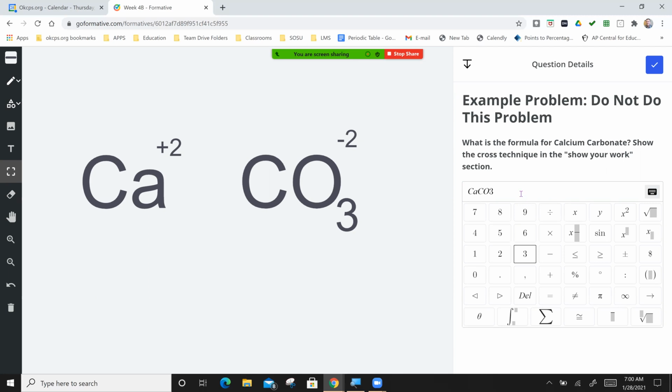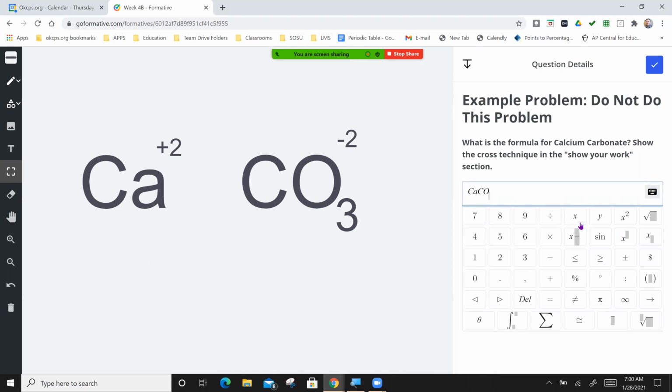All right, whoops, I didn't do that though. All right, and then subscript the 3. And that will be good.